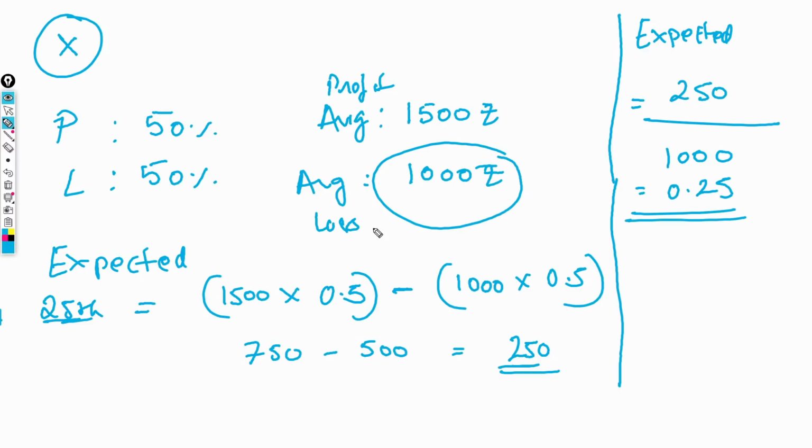Let's say we are now going to talk about a strategy Y, right? Now let's say the expected profit of strategy Y is somewhere around 1000 rupees and the average loss is somewhere close to 2000 rupees. So this time my expectancy ratio is going to be 0.5.